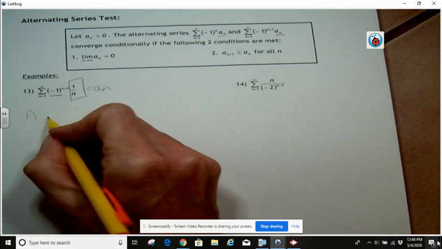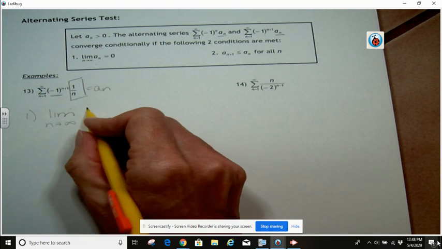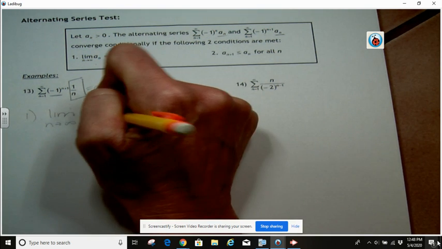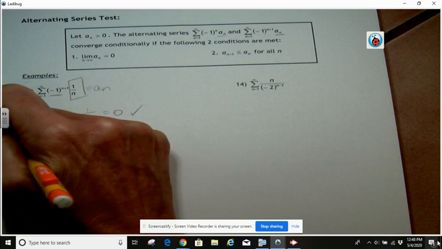So our first test is limit to infinity. So the limit to infinity of 1 over n. Well, we've just been over that a couple times. That's rule 1, because the degree of the numerator is less than the degree of the denominator. So the limit to infinity is 0. That's our first condition.